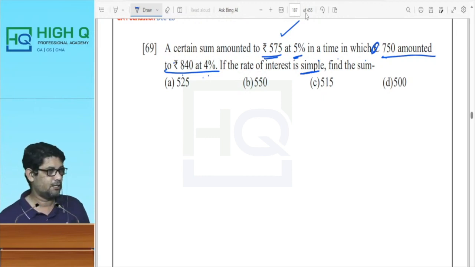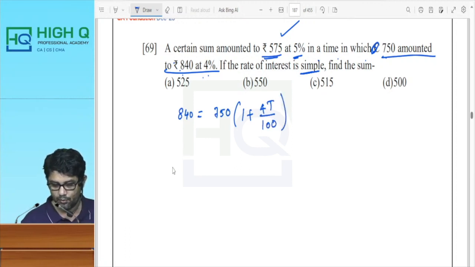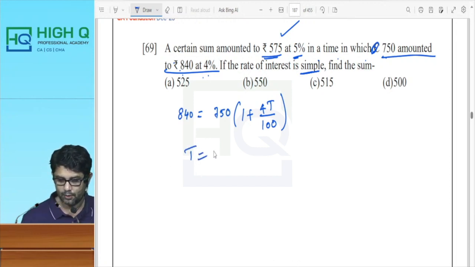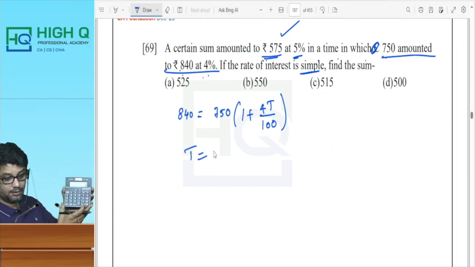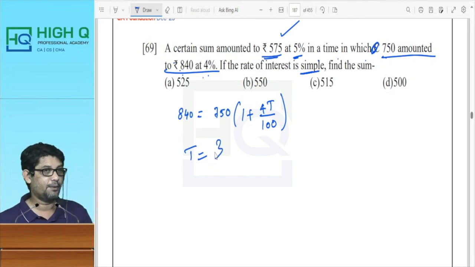B. Now listen here. First I'll do the actual method. First let me take the second condition. 840 amount is equal to P into 1 plus RT by 100. By simplification, what you are getting, my dear, what is T equal to? T is equal to, simply by using the calculator, 840 divided by 750, minus 1, into 100 divided by 4. I get 3. Time is 3. Am I right, my dear? Time is 3. Is that clear?